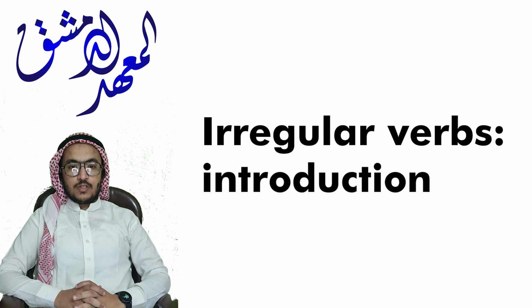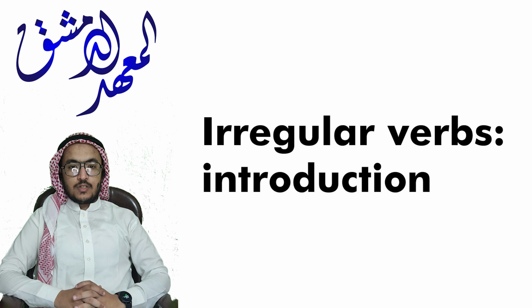So here is the summary of everything that we have discussed. Weak verbs are those which have waw or ya as one of the root letters. There are three types of weak verbs: verbs with waw or ya as the first root letter, verbs with waw or ya as the second root letter, and verbs with waw or ya as the third root letter. The first root letter verbs are mainly regular, except the first root letter mostly drops out in the present tense.